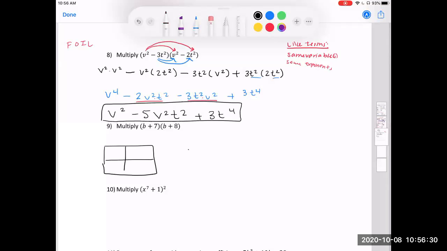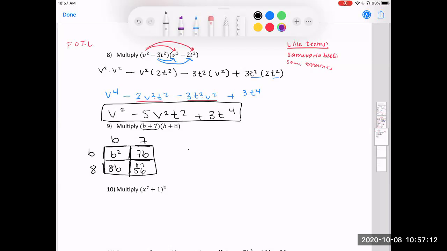So the box method says each side gets its own term. So we have b plus 7. I'll write a b and a 7. They're both positive, so I can write them as positive. And I have a b and an 8. So what we're going to do is multiply each side. My first side is b times b, gives me b squared. Then I have 7 times b, gives me 7b. Then I have 8 times b, 8b. And then 8 times 7 gives me 56.